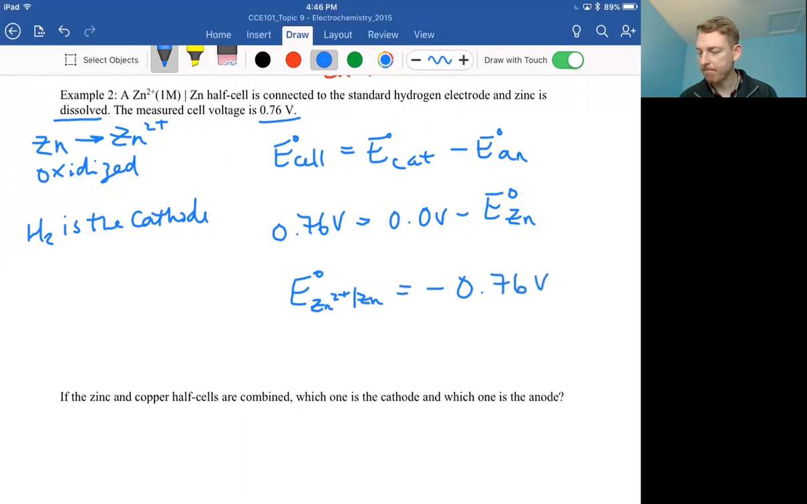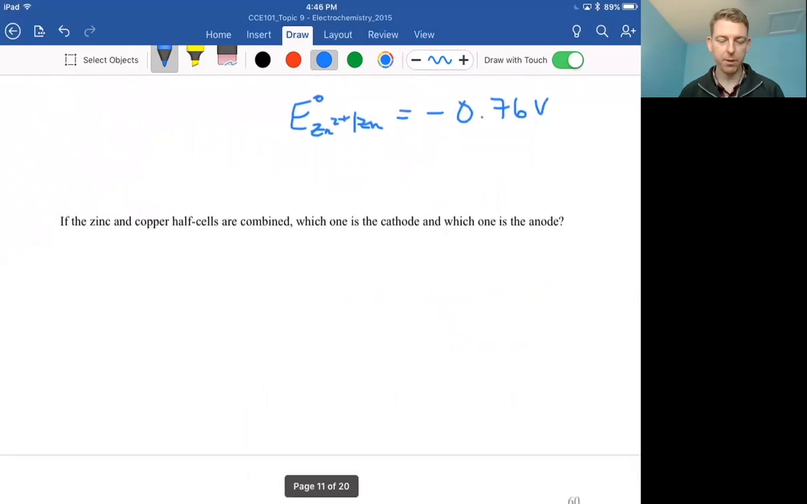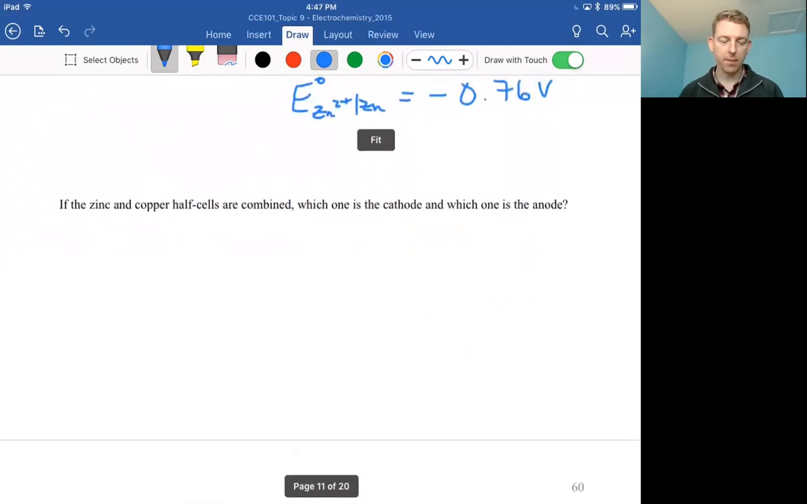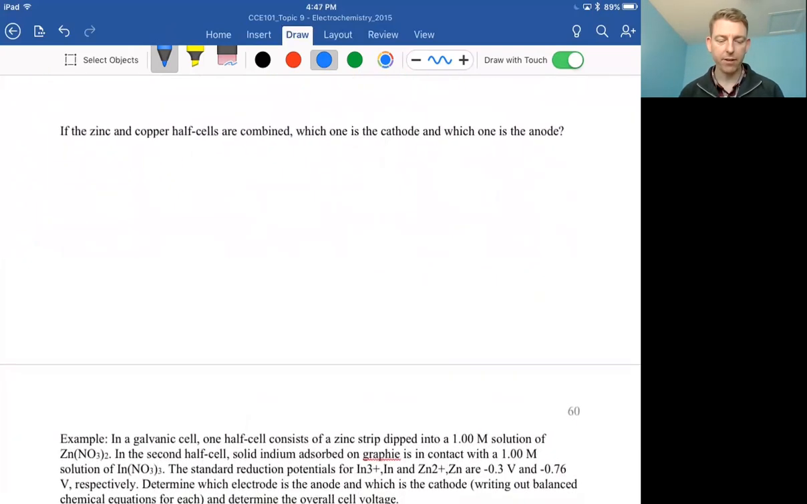And there we have it. So that's the value of using the standard hydrogen electrode as the other half cell is that we can just determine the standard reduction potential directly from using that reaction. Okay, and if the zinc and copper half cells are combined, which one is the cathode and which one is the anode? I think we've already answered this question.